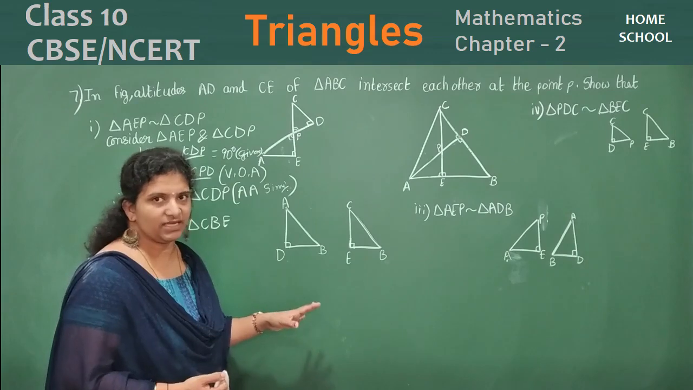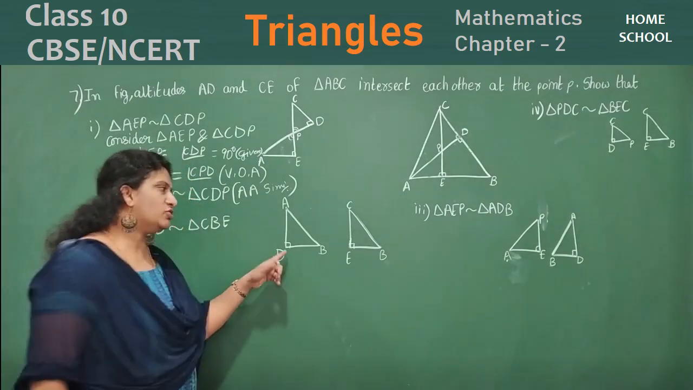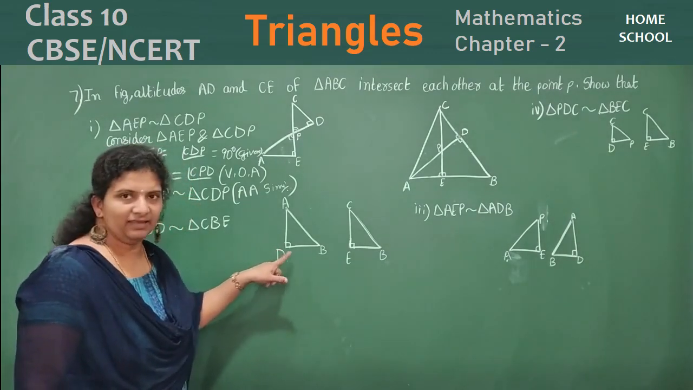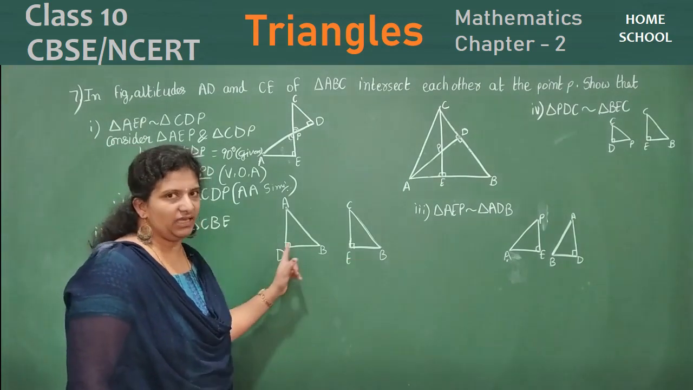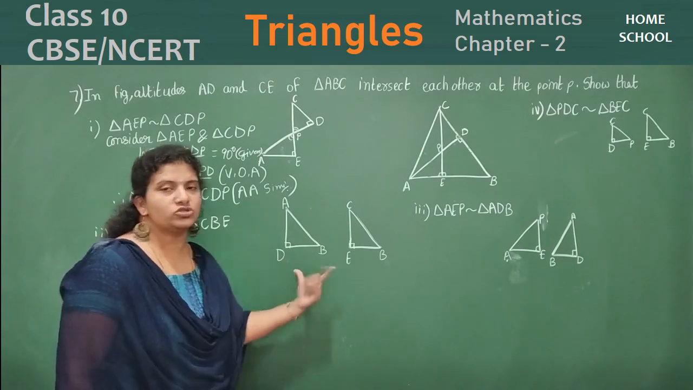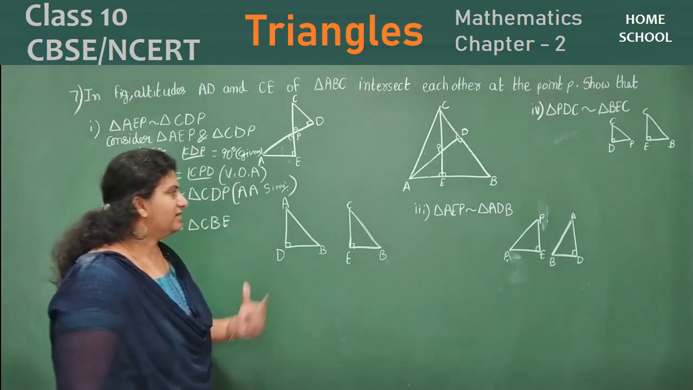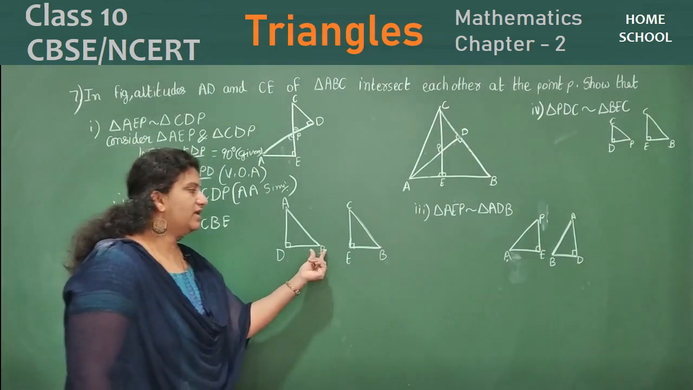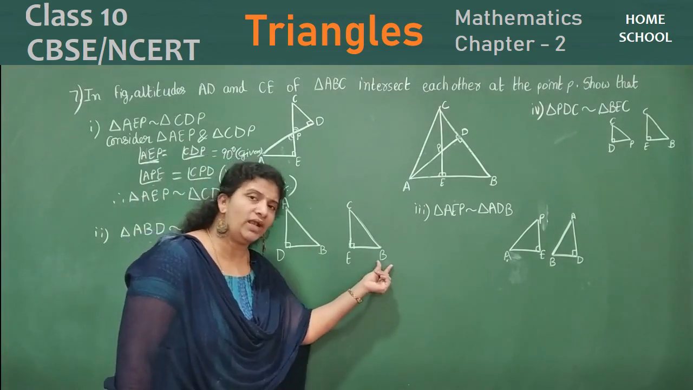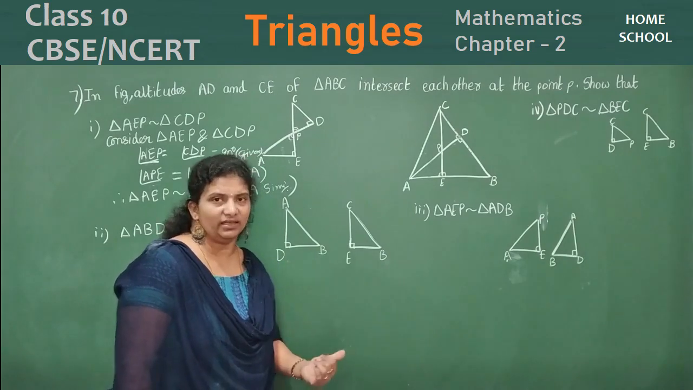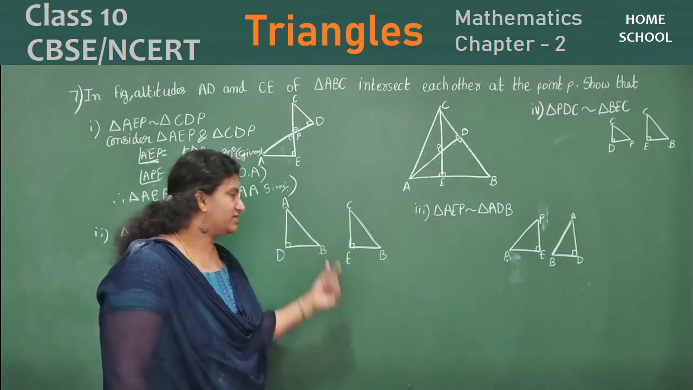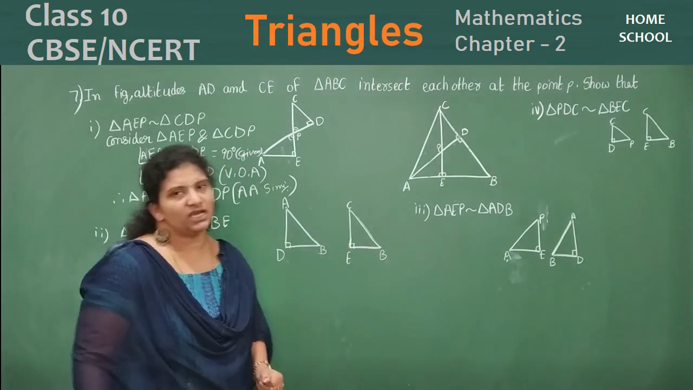So now compare these two triangles, angle D, angle E. Why? 90 degrees. By given data, I can say those two angles are equal. Still anything there? Yes. Angle B is equal to angle B. Why? These two angles are common. And in the same triangles, angle B is common.